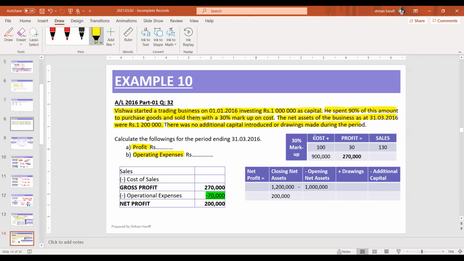And so you need to follow these steps. First, find the gross profit, then find the net profit. Then the difference is the operating expenses. First step, find the gross profit. Second step, find the net profit. Third step, find the operating expenses. Right, so calculate the following. Operating expenses is 70,000. Gross profit is 270,000. Right. So one last question.